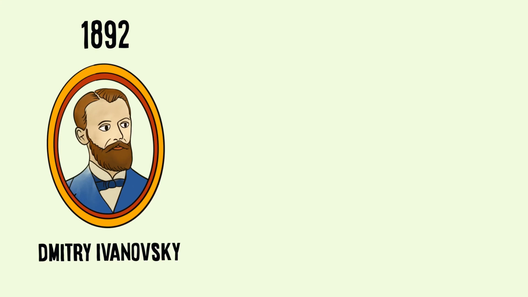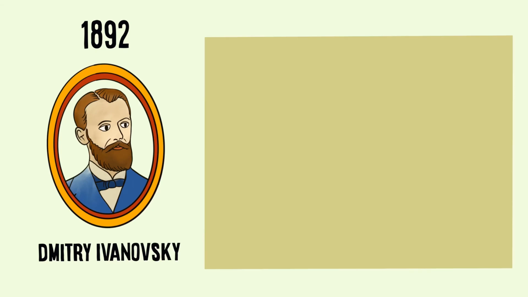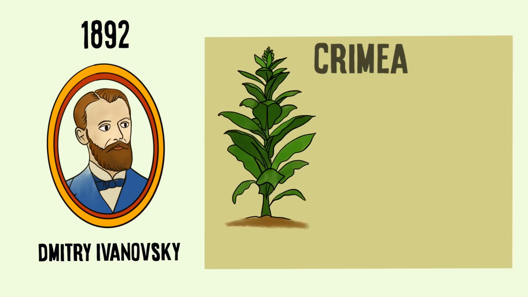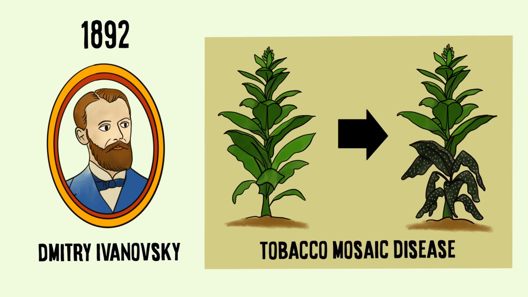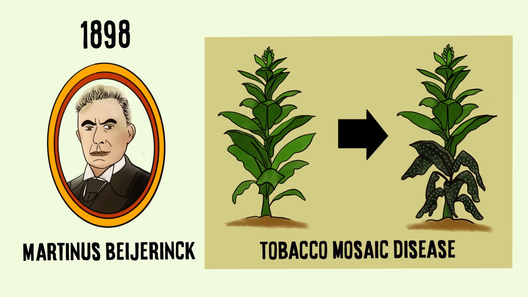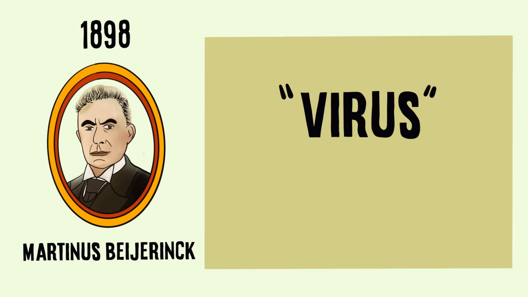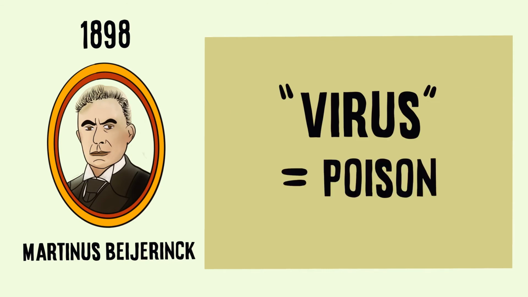It started in 1892 when Dmitry Ivanovsky studied the tobacco mosaic disease that was destroying the tobacco plants in the Crimea region. His study was then continued by a number of microbiologists, including Martinus Beijerinck in 1898. Beijerinck independently replicated Ivanovsky's experiments, and he was finally convinced that the disease was caused by a form of infectious agent. He then coined the term virus, which means poison in Latin.